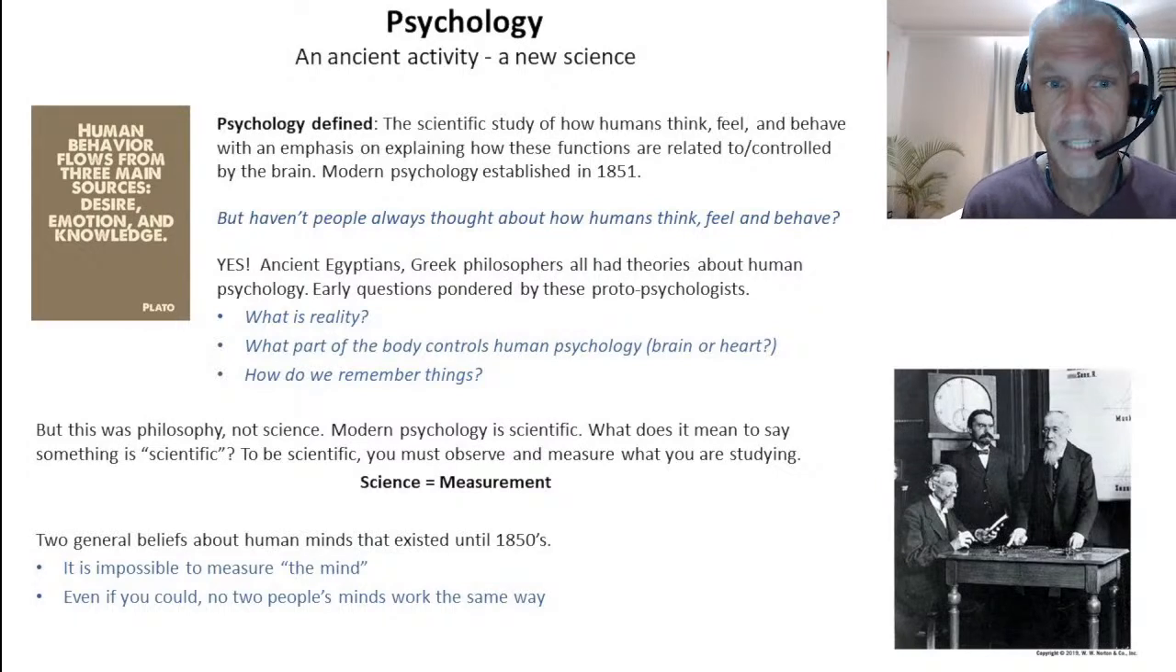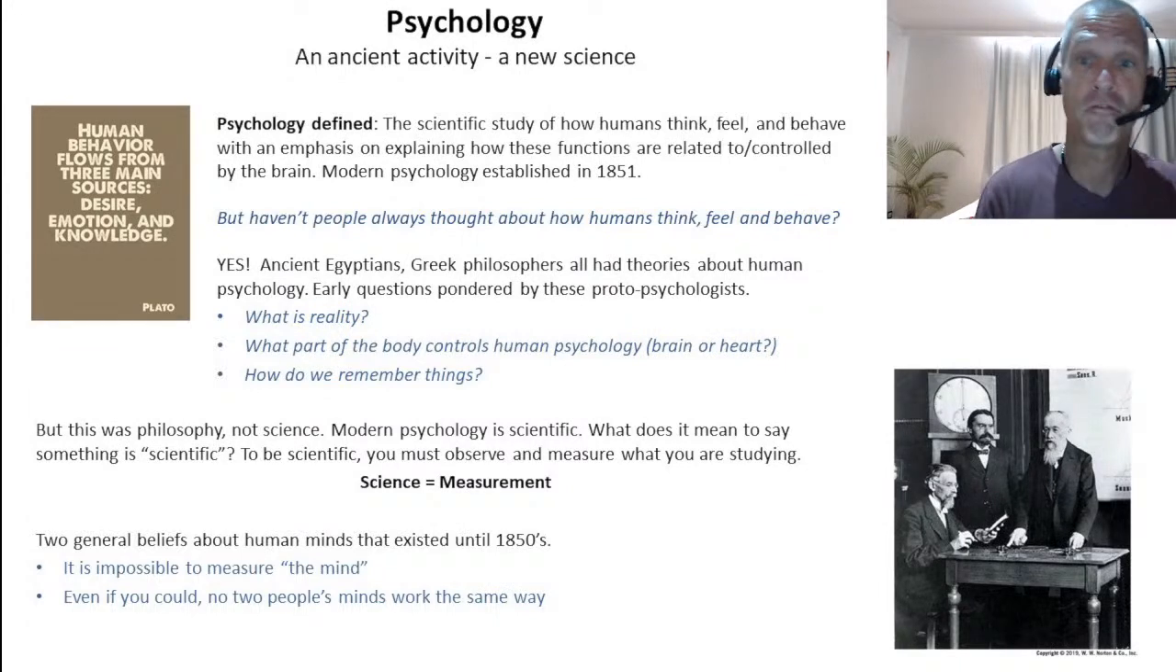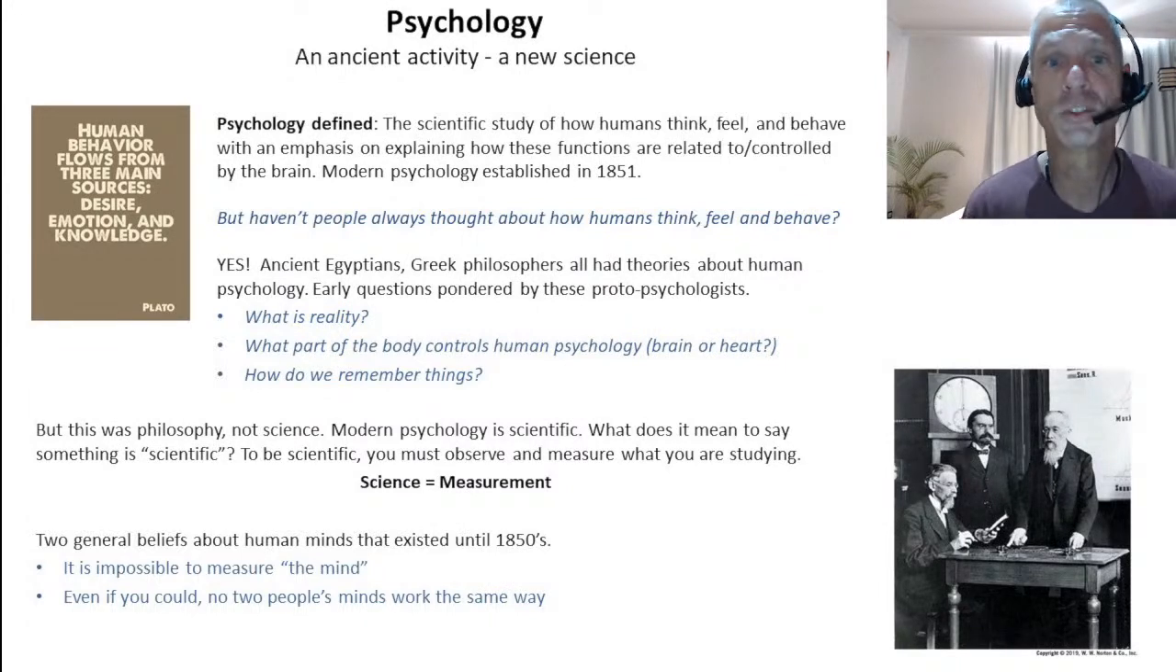Okay, psychology is defined as the scientific study of how humans think, feel, and behave. And most recently, there's been an emphasis placed on explaining how these functions are related to or controlled by the brain. Now, what we're going to say is that modern psychology was established in about 1851.